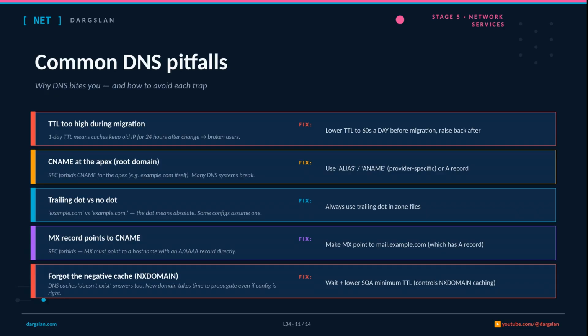Now, even with all that theory in place, DNS in the real world has a handful of traps that bite engineers again and again. A high TTL during a migration means caches cling to the old IP for hours. Drop it to 60 seconds the day before, then raise it back. CNAMEs at the apex are forbidden by the RFC, so reach for an ALIAS or ANAME record instead. Trailing dots matter in zone files. MX records must point at a real A or AAAA hostname, never a CNAME. And remember, even 'does not exist' answers get cached, so a fresh domain can take time to surface.